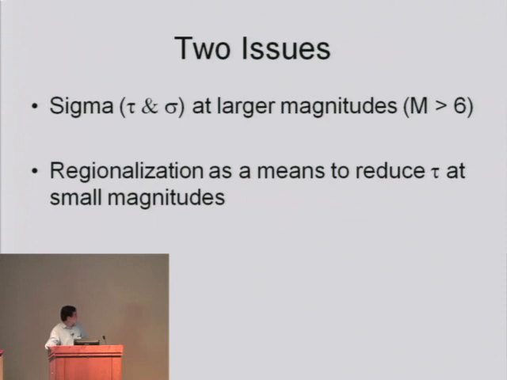The second issue I'm going to talk about is regionalization. Earlier this morning, both Norm and Julian talked about using regionalization as a means to reduce sigma. So I'm going to give an example that I have done in California that shows that, if done properly, we can see significant reduction in the inter-event sigma. But I want to also mention that what Norm talked about this morning is on a fine, small scale. What I'm talking about today is on a much broader scale. So there is some difference there.